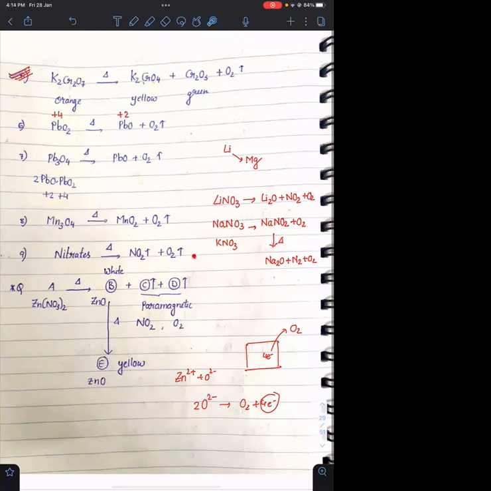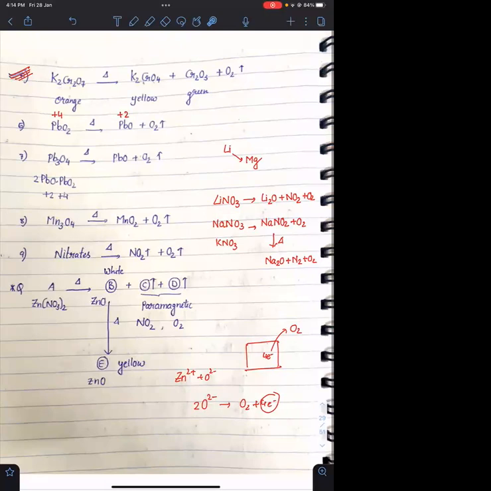All nitrates upon heating, except group 1 nitrates. Among group 1 nitrates, lithium nitrate will also give you NO2 and O2. Except group 1 nitrates, all other nitrates will give you NO2 plus O2. Sorry, not NO2 in all, O2 you will get in all. Nitrogen dioxide will be formed only by heating nitrates other than group 1 nitrates.